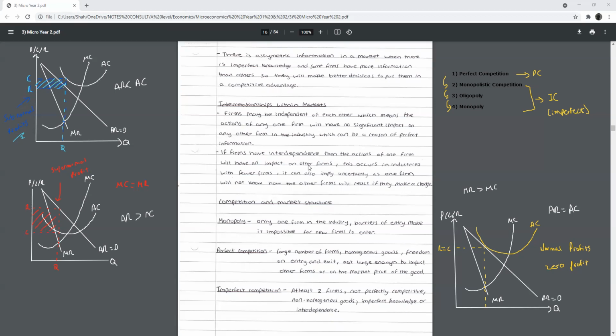But they have interdependence basically. When the actions of one firm will have an impact on other firms, whereas the rest that we saw are independent. Firms may be independent of each other, which means the actions of one firm will have no significant impact on any other firm.